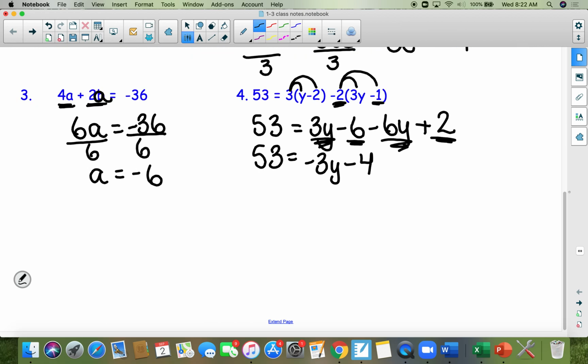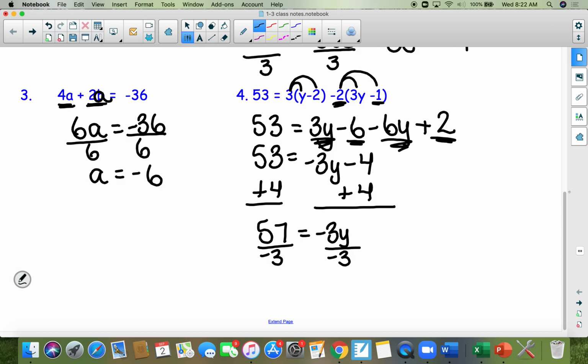I'm going to add 4 to both sides in order to get the negative 3y alone. And I'm going to get 57 equals negative 3y. And then you're going to divide both sides by negative 3. You can use your calculator, or some of you know that 57 divided by negative 3 is negative 19.